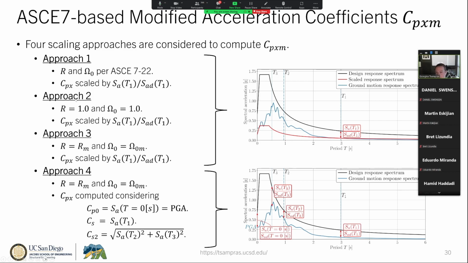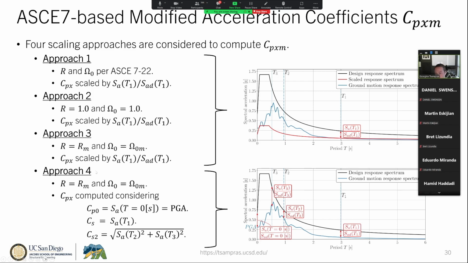And as you see here in approach 2, we assume that the building is linear elastic. So we use a R factor and omega factor equal to 1, and we do the same scaling process for CPX. Approach 3 assumes that we retrieve the information for the roof drift that we recorded from our measured data, and we back calculate an estimate of the reduction factor for that intensity level, and then we use the same scaling method for the value of the design acceleration coefficients to get that modified value of acceleration coefficient.